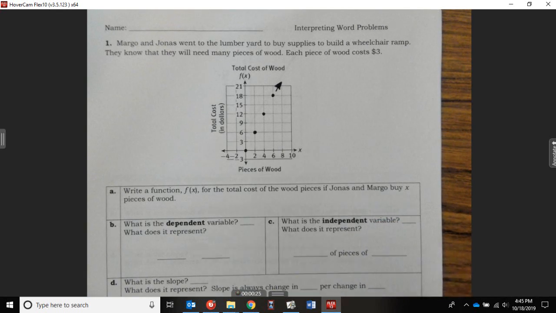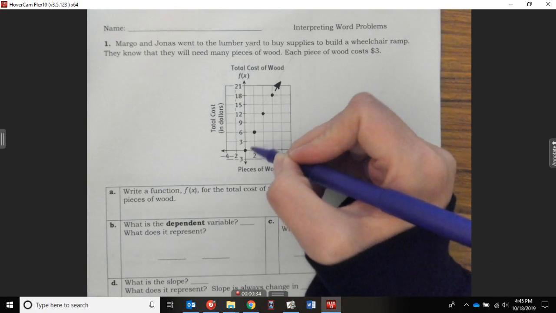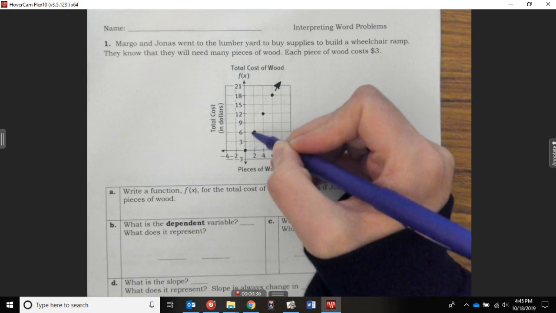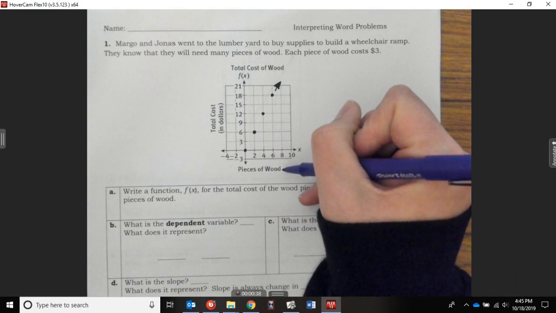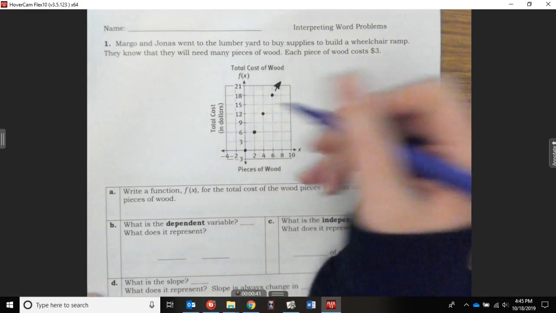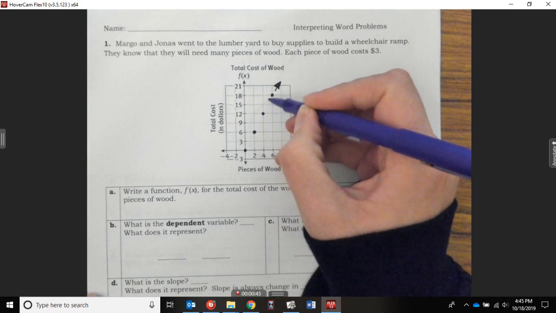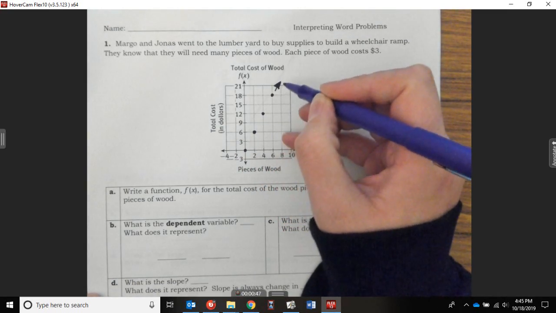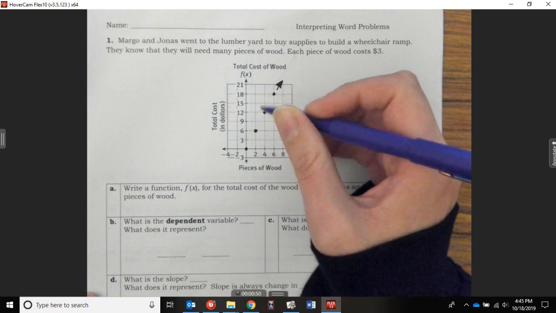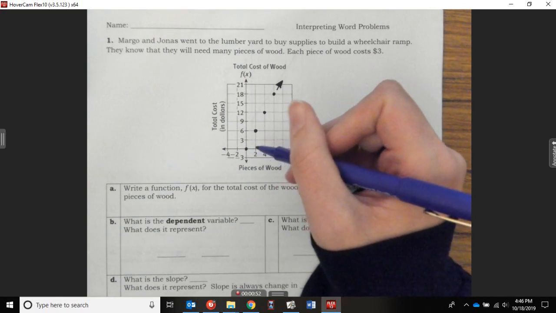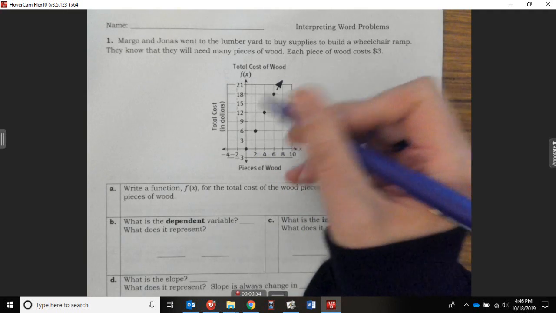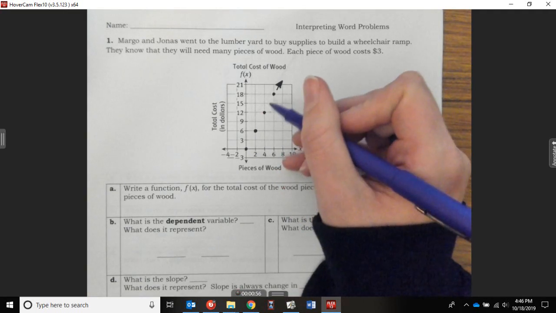One of the first things is I need you to be really good at plotting points to create your equation. If I look at this graph, I have different points that represent how many pieces of wood were purchased and how much they cost. This graph does not have the line connected because in this situation you are not purchasing half a piece of wood. You're going to buy them in whole pieces, so you can't connect it because you don't want decimals.